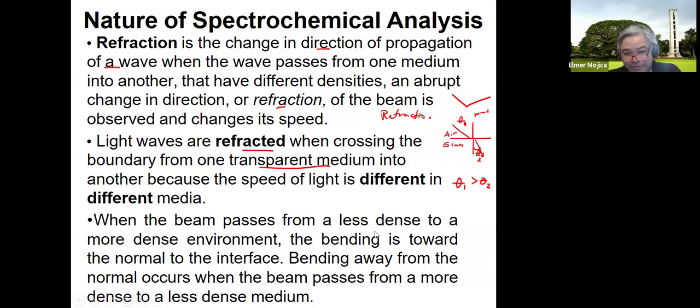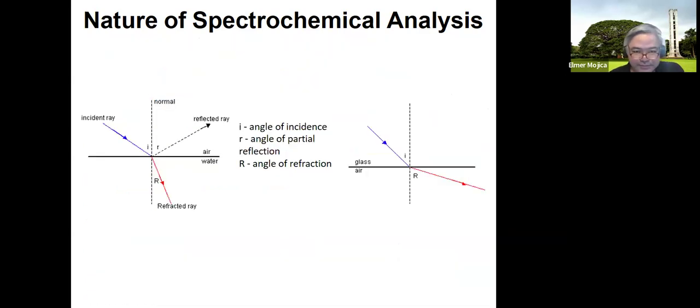Okay, so when the beam passes from a less dense to a more dense, the bending is toward the normal, to the surface. But if it's from the more dense to a less dense, the bending is away from the normal. So the way you look at it is maybe like this. So you have here the angle of incidence and then the angle of partial reflection. So you could say when light passes through the medium, some of them are reflected and some of them are refracted.